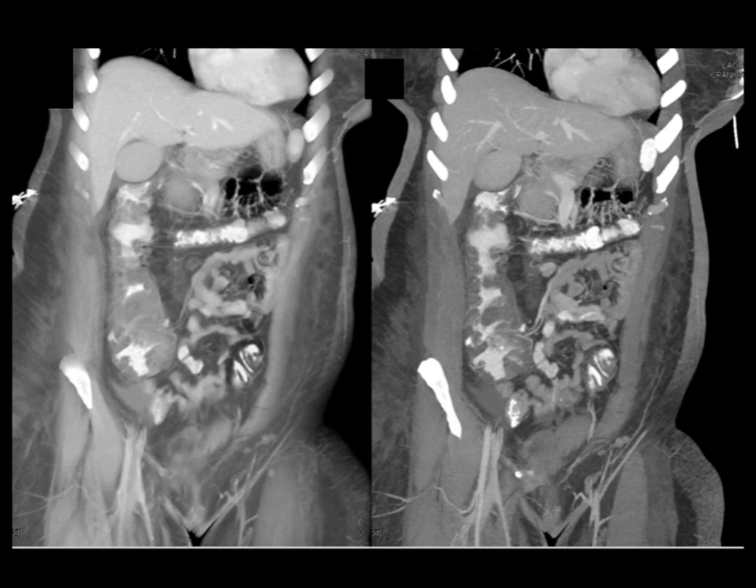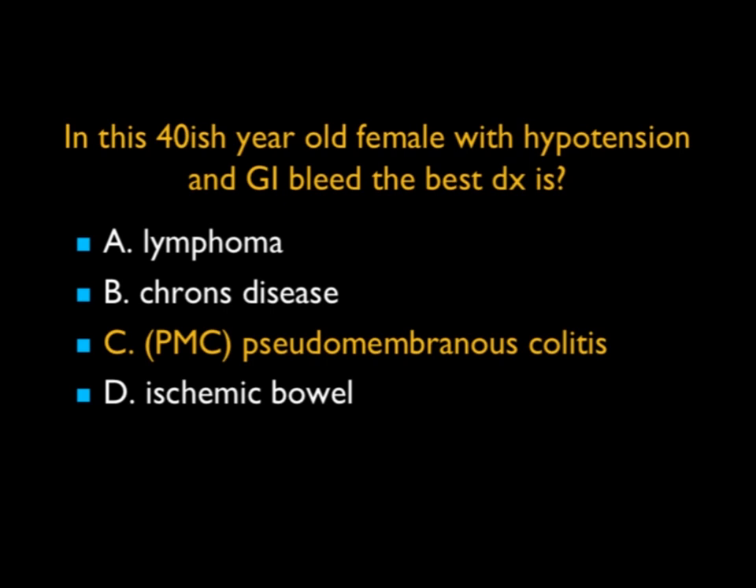And in this case, particularly the image on your right, the lobulations, you've got to be thinking about pseudomembranous colitis. Pseudomembranous colitis is the best diagnosis, and that's indeed what this was. Pseudomembranous colitis can be focal, involving part of the colon, or it can be diffuse. This was mainly the right colon.